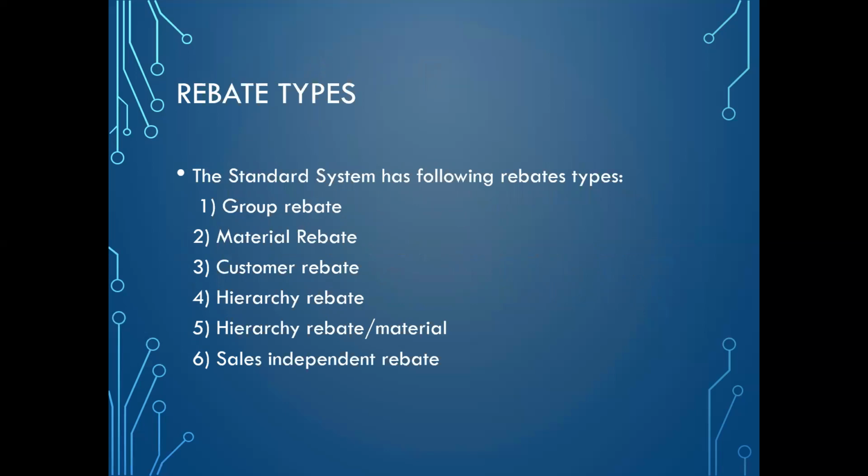Types of rebates. The standard system has the following rebate types: one is group rebate in the SAP system, second is material rebate, third is customer rebate, and fourth is hierarchy rebate. Hierarchy rebate and material, and a sales independent rebate. What is a sales dependent rebate and a sales independent rebate? We'll try to understand with some examples.